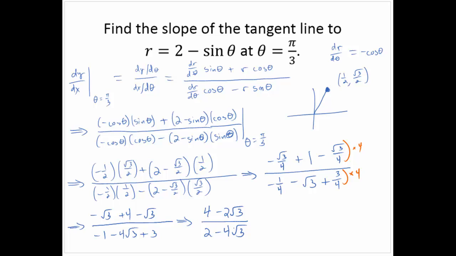Now, this would be fine for me, but if this answer was in the textbook and you checked it, it would be marked wrong, because notice that there's a common factor of 2 all over the place. I can divide everything by 2, leaving 2 minus root 3 over 1 minus 2 root 3. And that's the slope of the tangent line to the curve at that angle.